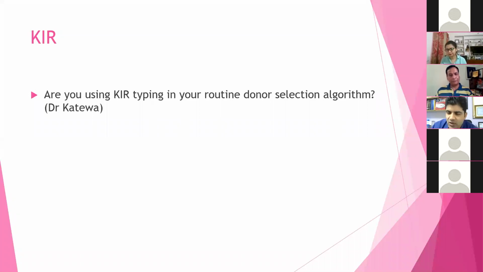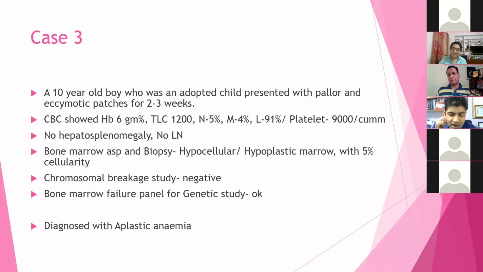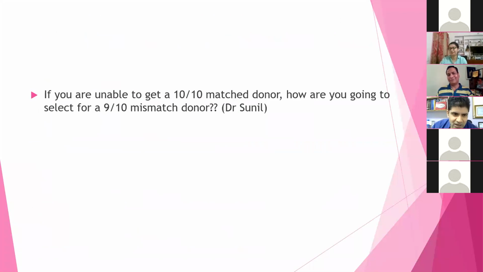So I think there is only one question which has been sent to me, and I think we can probably answer that question before we leave. It is a very burning question for all of us, about 9x10 matched unrelated donor transplant versus haploidentical transplantation.